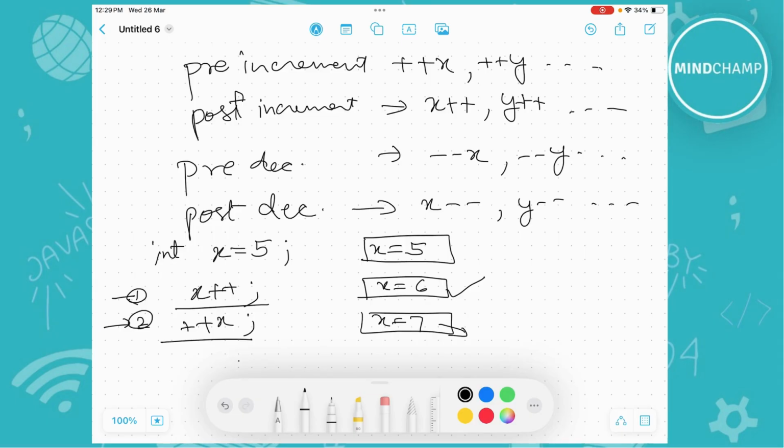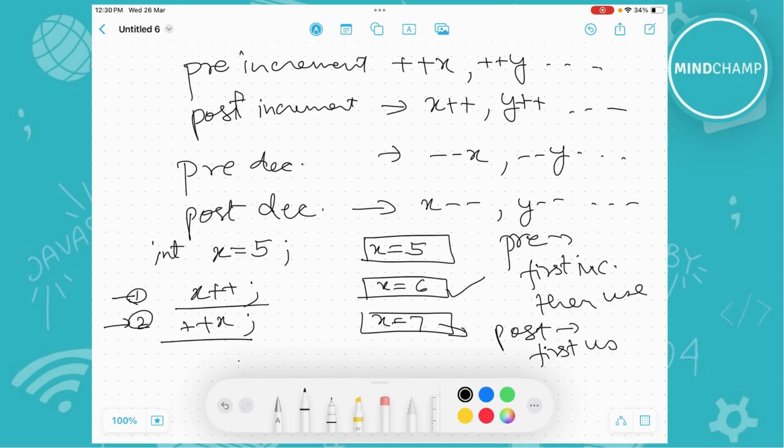So what is the difference between pre and post if both of them are incrementing the value by 1? So pre means first increment, then use, and post means first use the current value and then increment and store it. Okay, let's see it with an example.